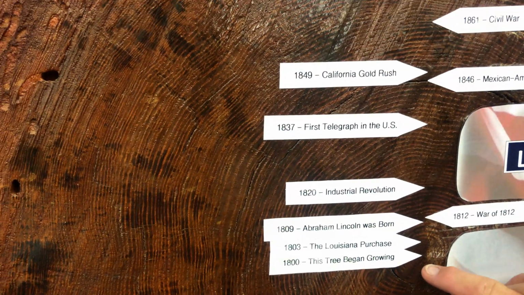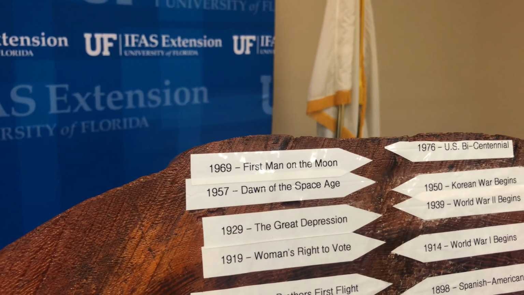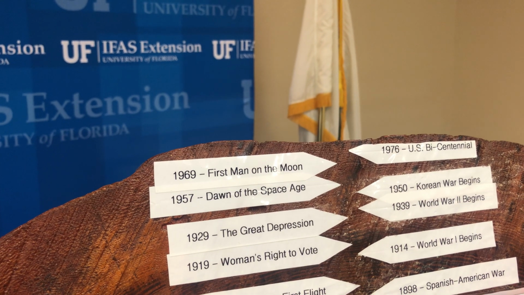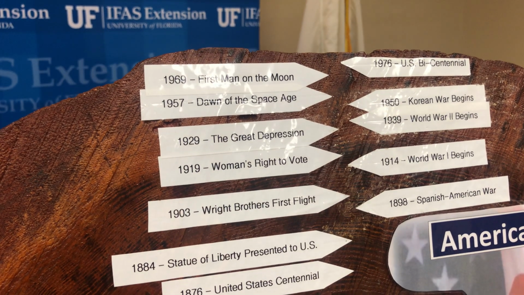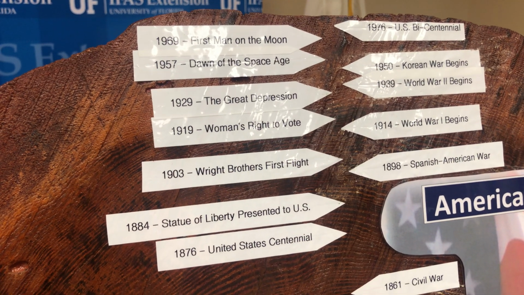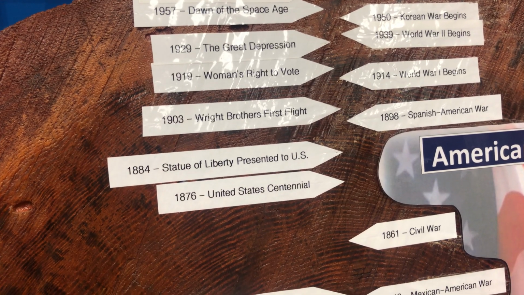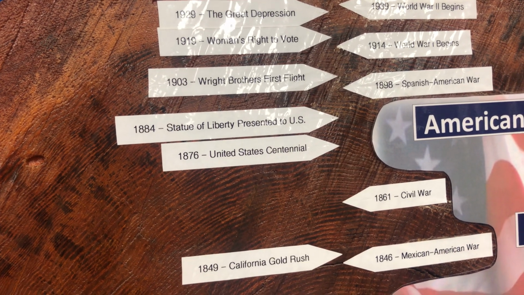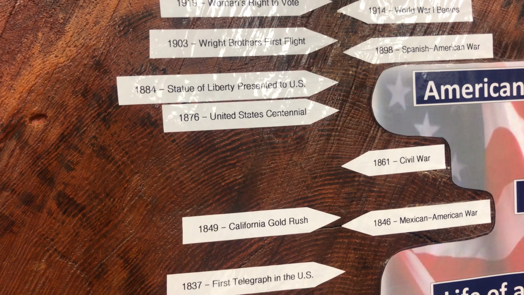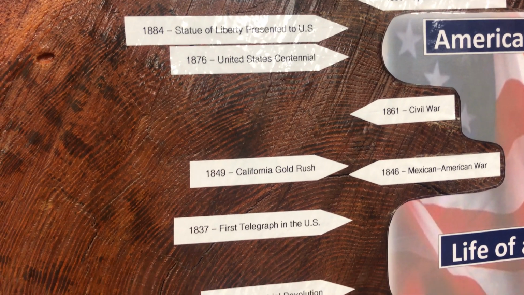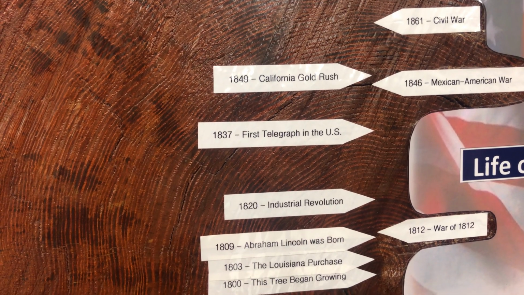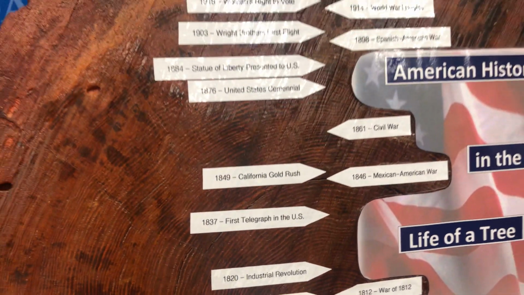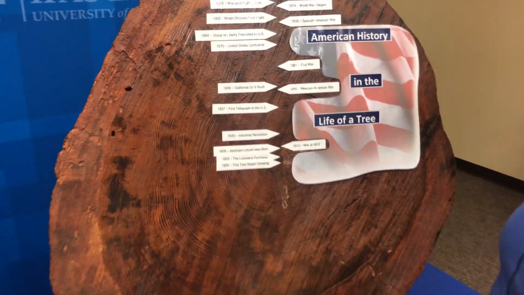But in the life of this tree, from 1800 to when it was cut down in 1980, look at all the things that this tree has seen. It's seen the United States grow. It's seen all the wars that went on and all the changes. Wouldn't that have been cool if you were around to see that? But this tree experienced all those things, in addition to all the weather conditions it went through.